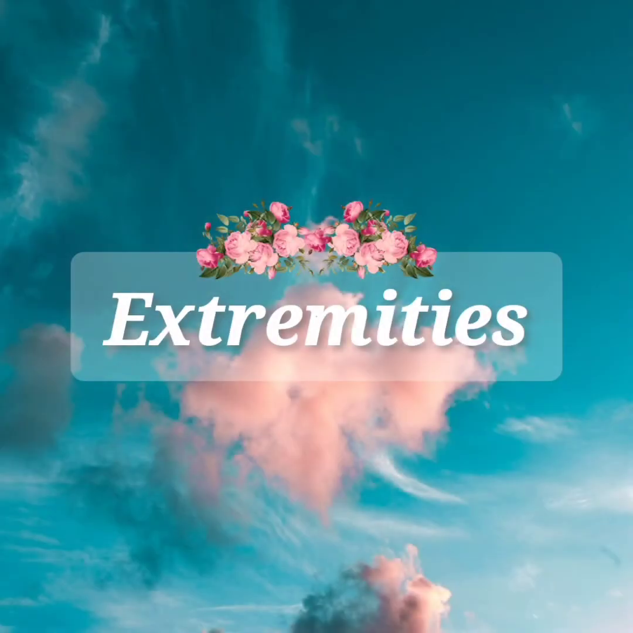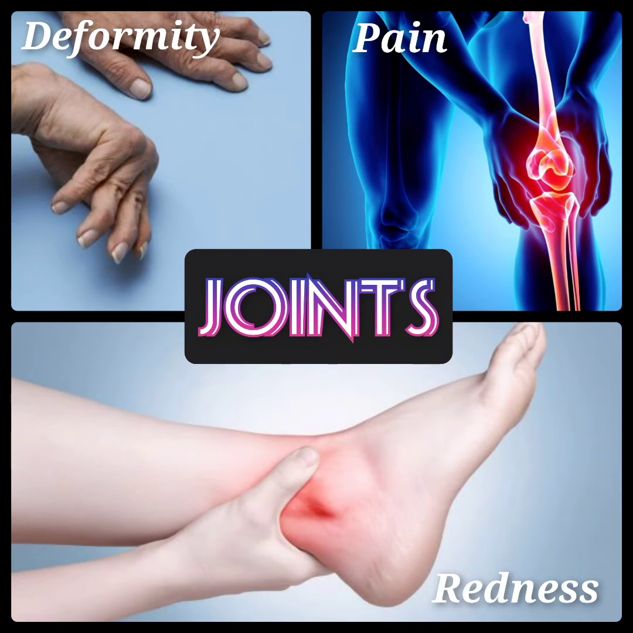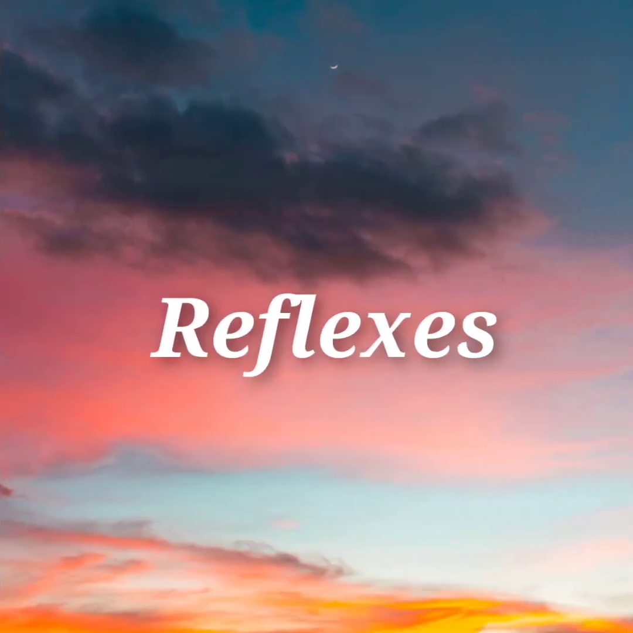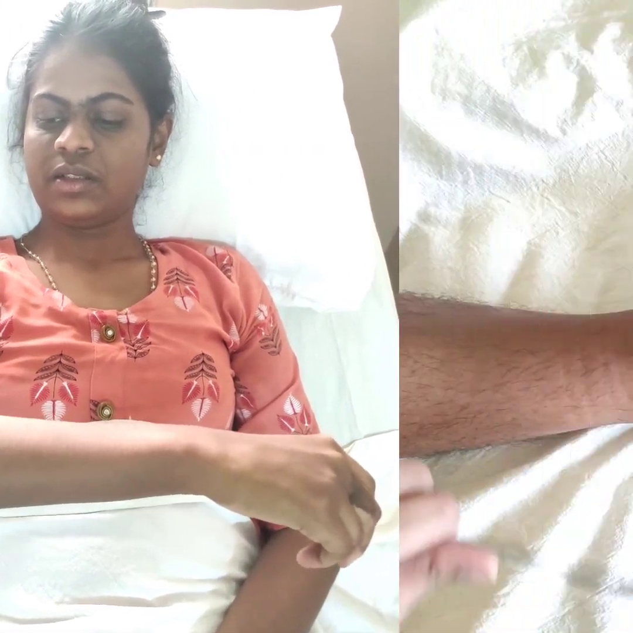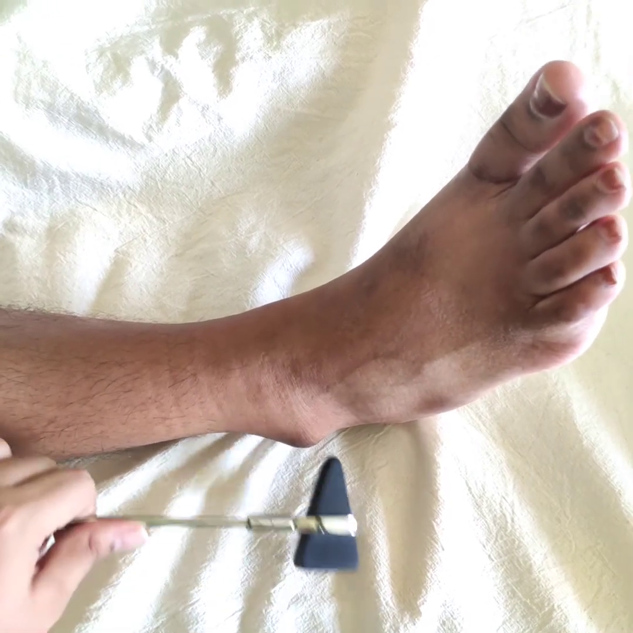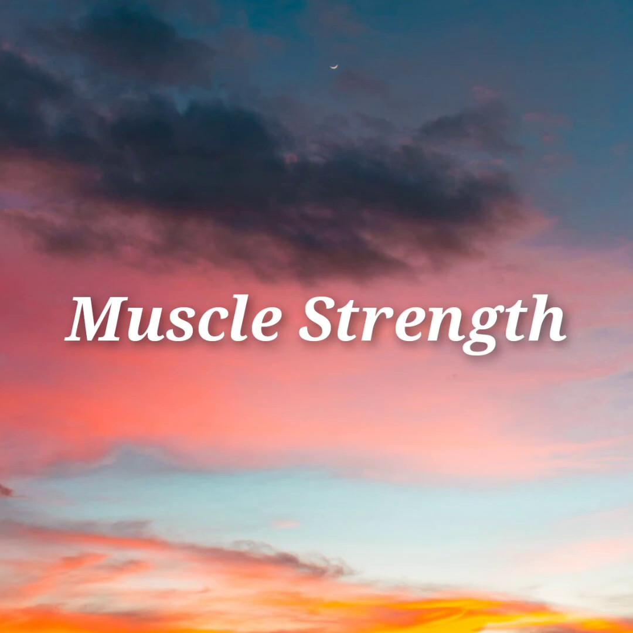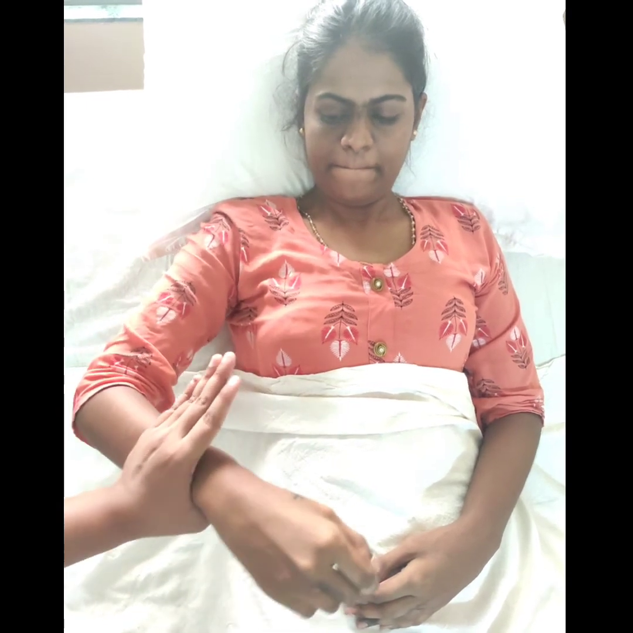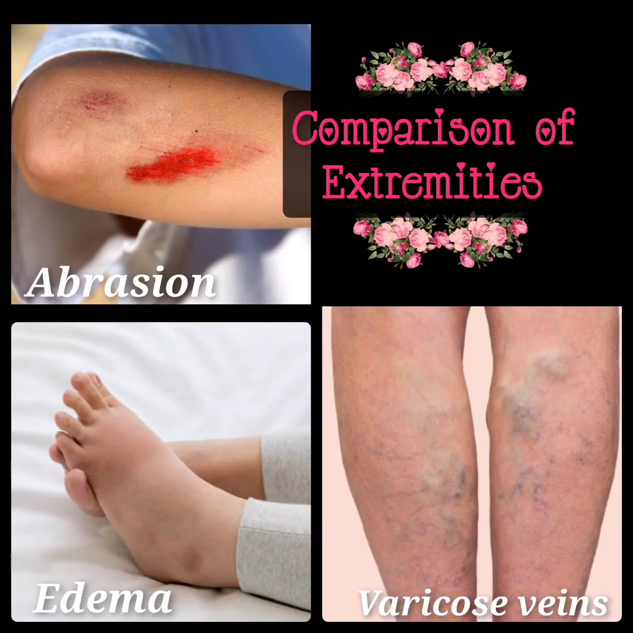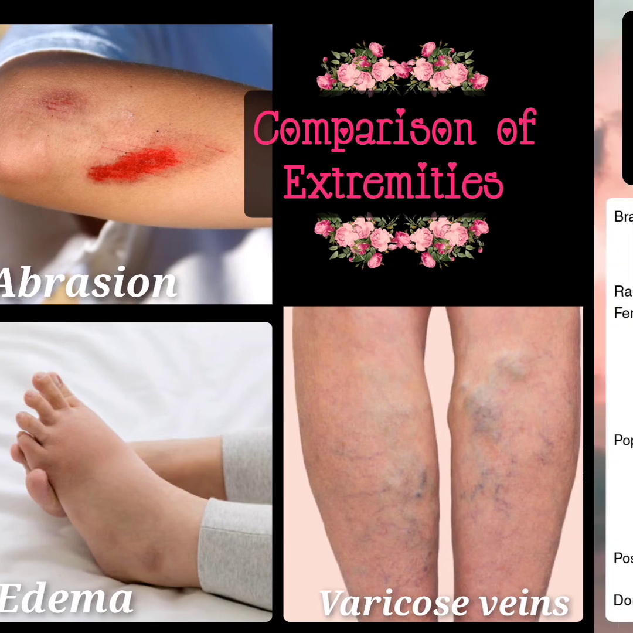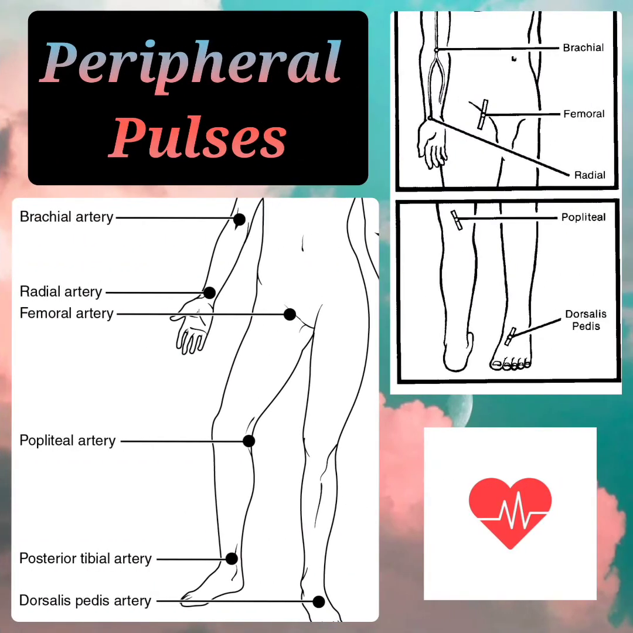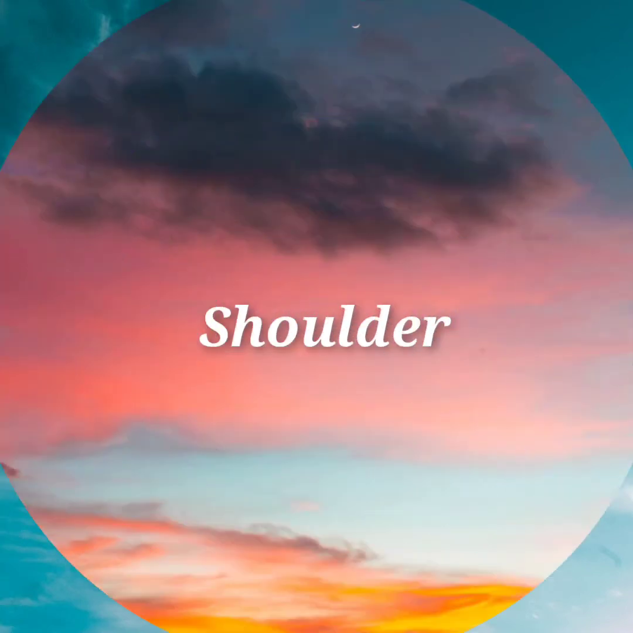Assessment of extremities. Assess the joints for redness, swelling, pain, or deformity. Assessment of peripheral reflexes. Assessment of muscle strength. Hold the patient's hand and apply pressure on the hand towards the patient and instruct the patient to resist this pressure. Compare the extremities for abrasion, edema, or varicose veins. Assess the peripheral pulses.